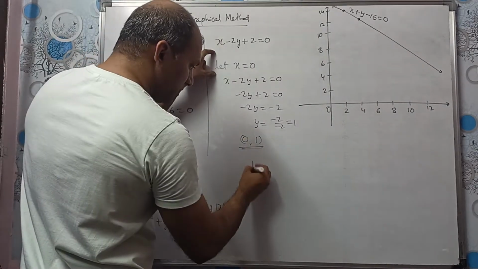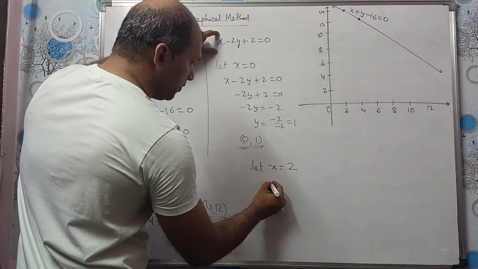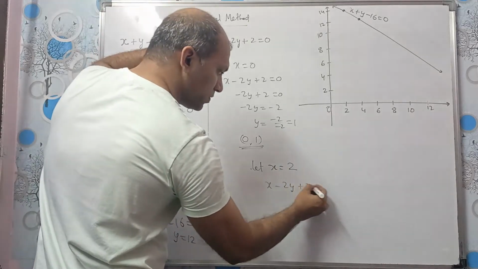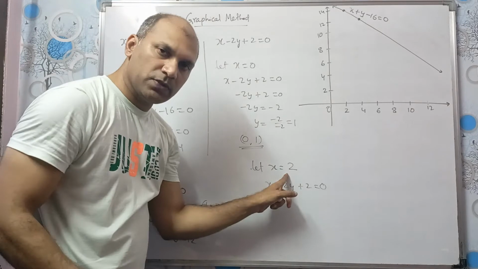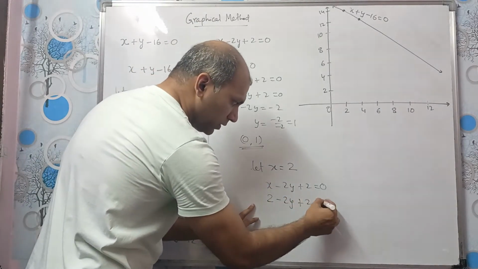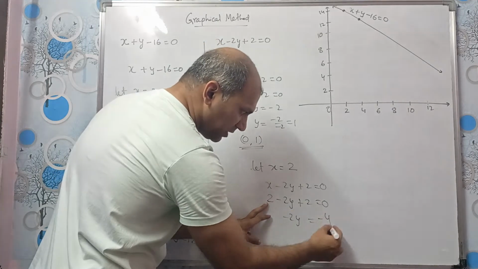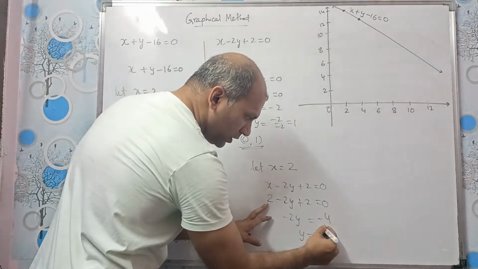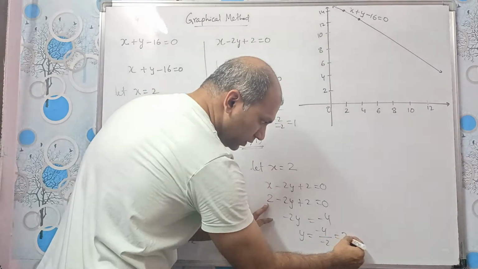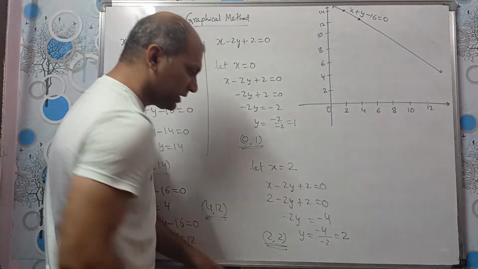Okay, let us substitute x equal to 2 in this. So we have x minus 2y plus 2 equal to 0. If we substitute x equal to 2, so this is 2 minus 2y plus 2 equal to 0. 2 plus 2 is 4. So that 4 goes on the other side, becomes minus. So y will be equal to minus 4 divided by minus 2, it will be equal to 2. So 2 comma 2 is the second point we got.